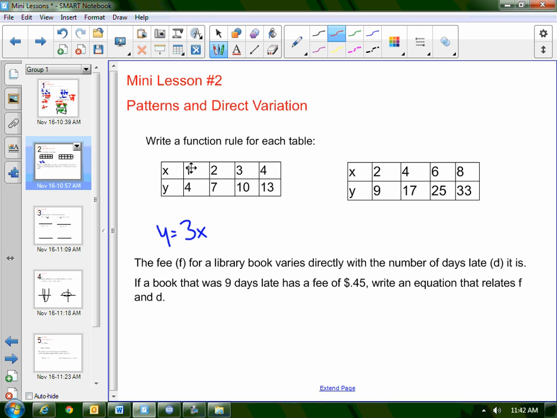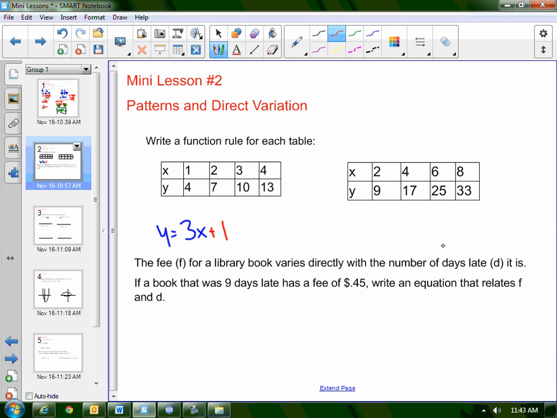Like if I plug in 1, 1 times 3 gives me 3. Well, when I plug in 1, I'm supposed to get 4. So how do I shift this so that when I plug in 1, I do get 4? What I should do is add 1 onto that. And then I can test that with another one. 2 times 3 is 6, but 6 is not 7. To get to 7, you have to have that plus 1 on the end. 3 times 3 is 9. 9 plus 1 gives you 10.